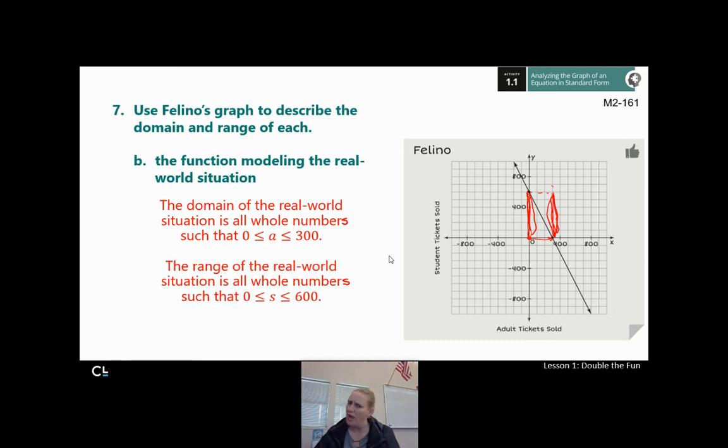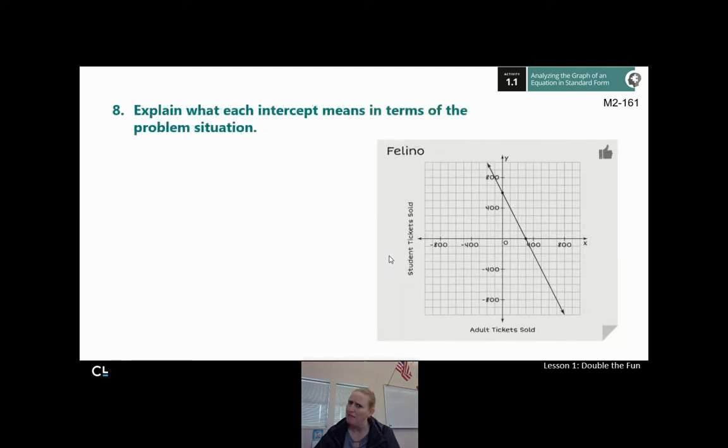So what happened here? We'll get there in a second. What are our new intercepts now? We actually mentioned this a little bit before, but go ahead and explain what each intercept means in terms of the problem situation and the way Foligno graphed it. What are the intercepts and what do they mean now?